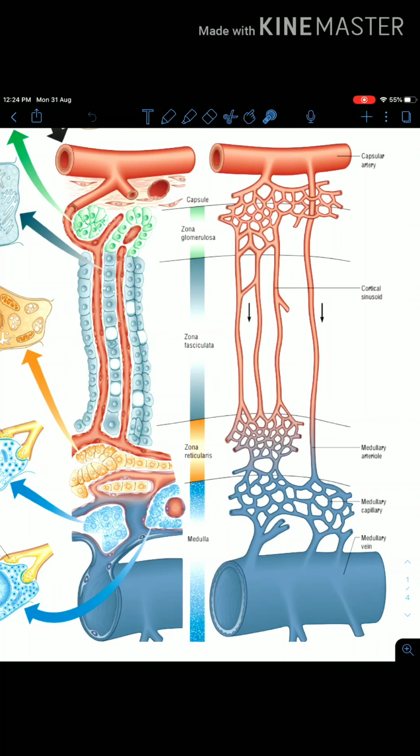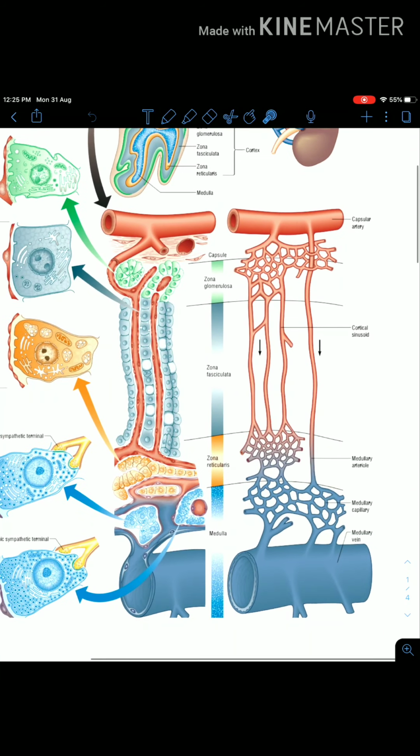The venules that arise from the cortical and medullary sinusoids drain into the small adrenomedullary cortical veins that join to form the large central adrenomedullary vein, which then drains into the inferior vena cava.